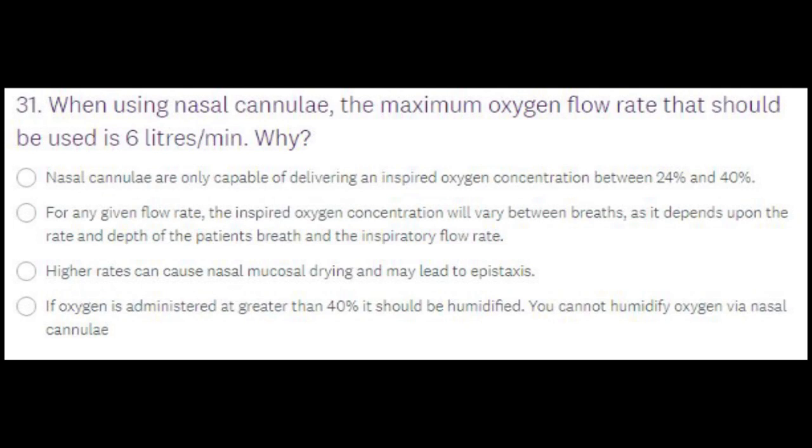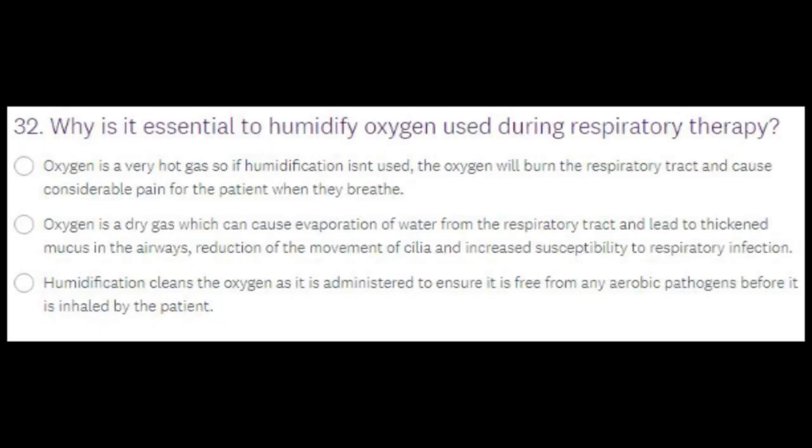Option C, higher rates can cause nasal mucosal drying and may lead to epistaxis. Option D, if oxygen is administered at greater than 40%, it should be humidified. You cannot humidify oxygen via nasal cannulae. So option C is the right answer. Higher rates can cause nasal mucosal drying and may lead to epistaxis. You know what is epistaxis? It's nose bleeding.